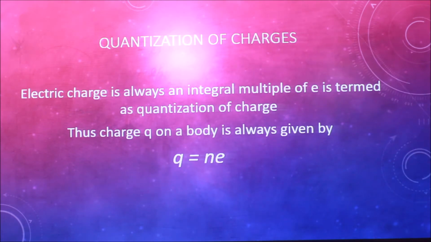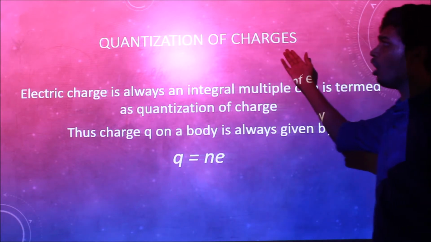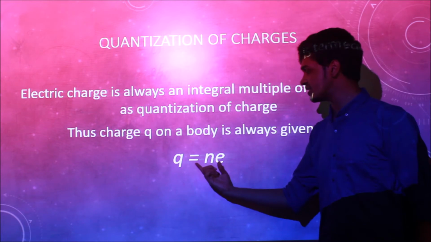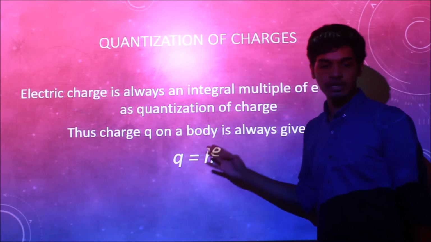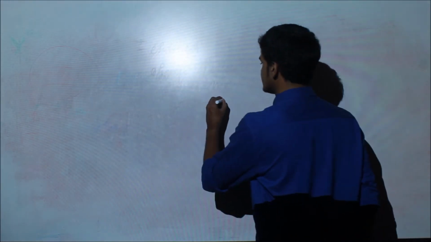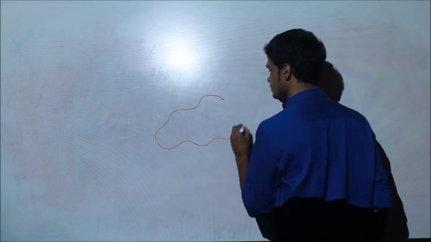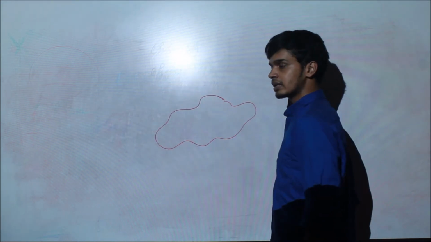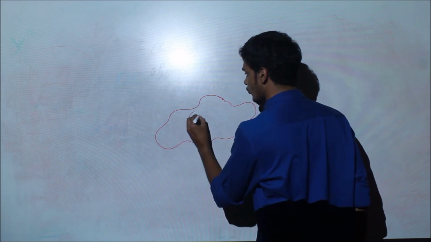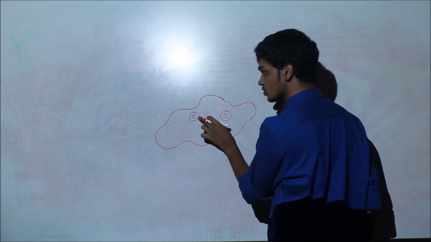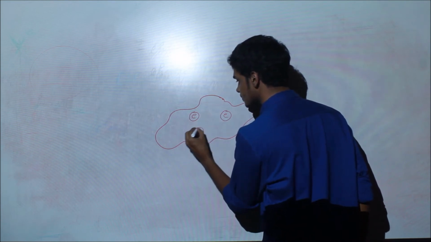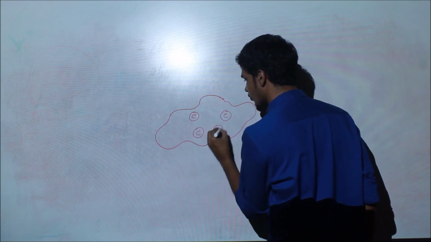The next is called the law of quantization of charges. The law of quantization says Q is equal to N into E. Let us first understand what is Q, what is N, and what is E. Consider a body. Consider that this body has 4 electrons. E is the symbol that is used to represent electrons. Suppose this body has 4 electrons.